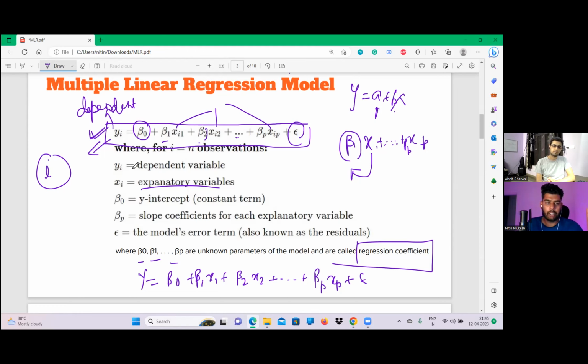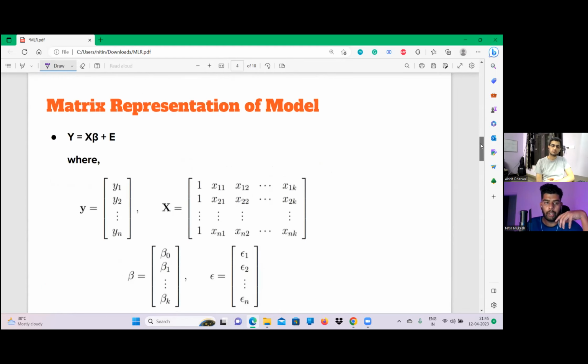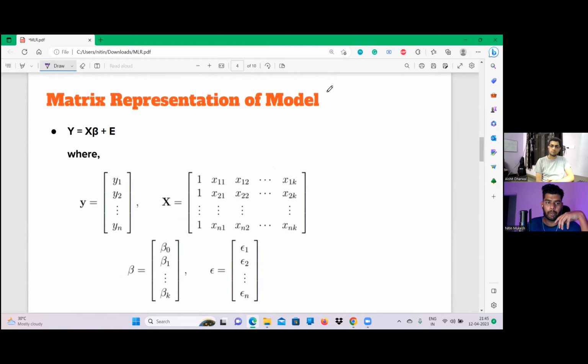So in general, let's say you want to predict for 10 observations, so that will be your y1 hat, y2 hat, up to y10 hat. So this is what it means in general terms. This will become clearer from the matrix representation of this particular model.